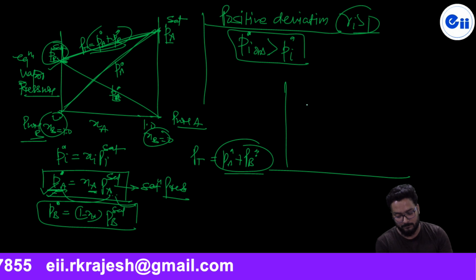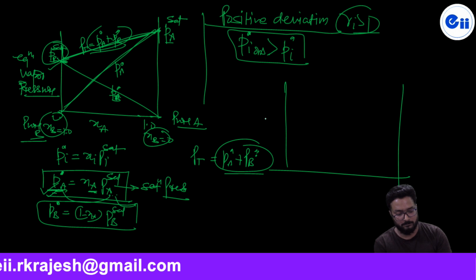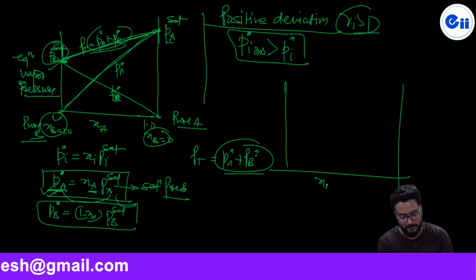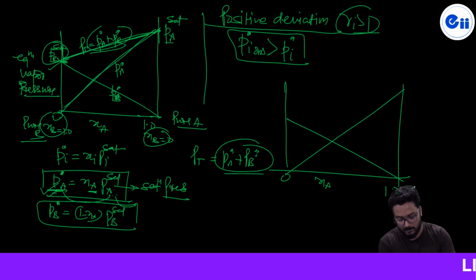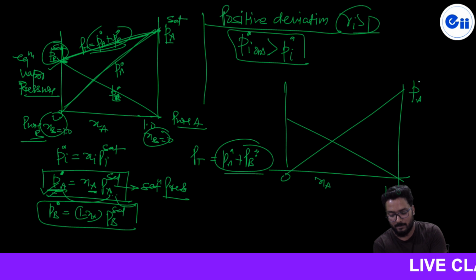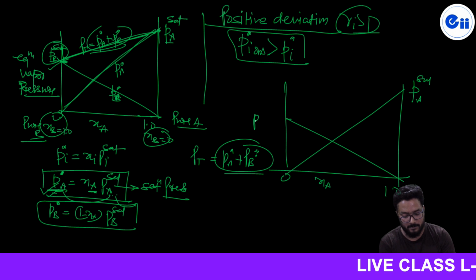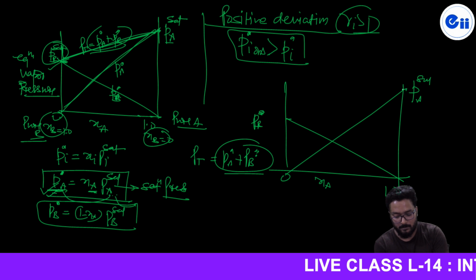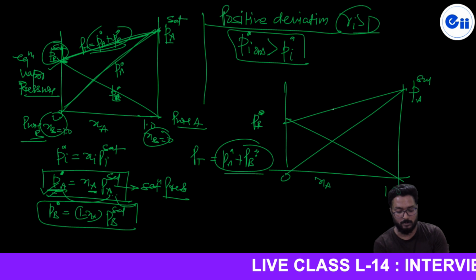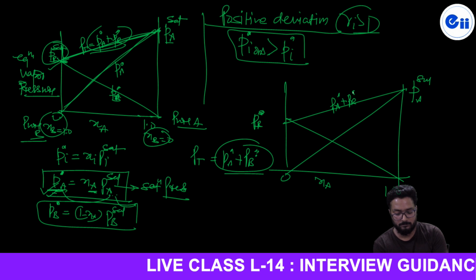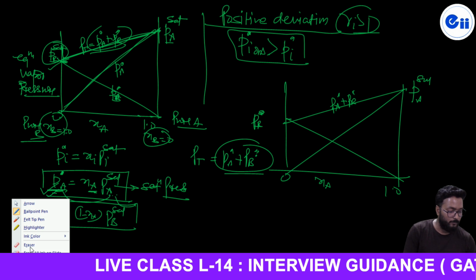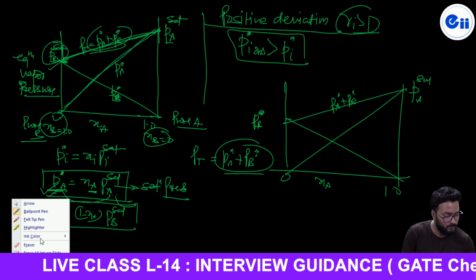Let's say the same axis is there, xA from 0 to 1. Now, as I mentioned, it is for the ideal condition. It is for PA sat, PB sat, and it is the total. Now, listen. What changes will you find?